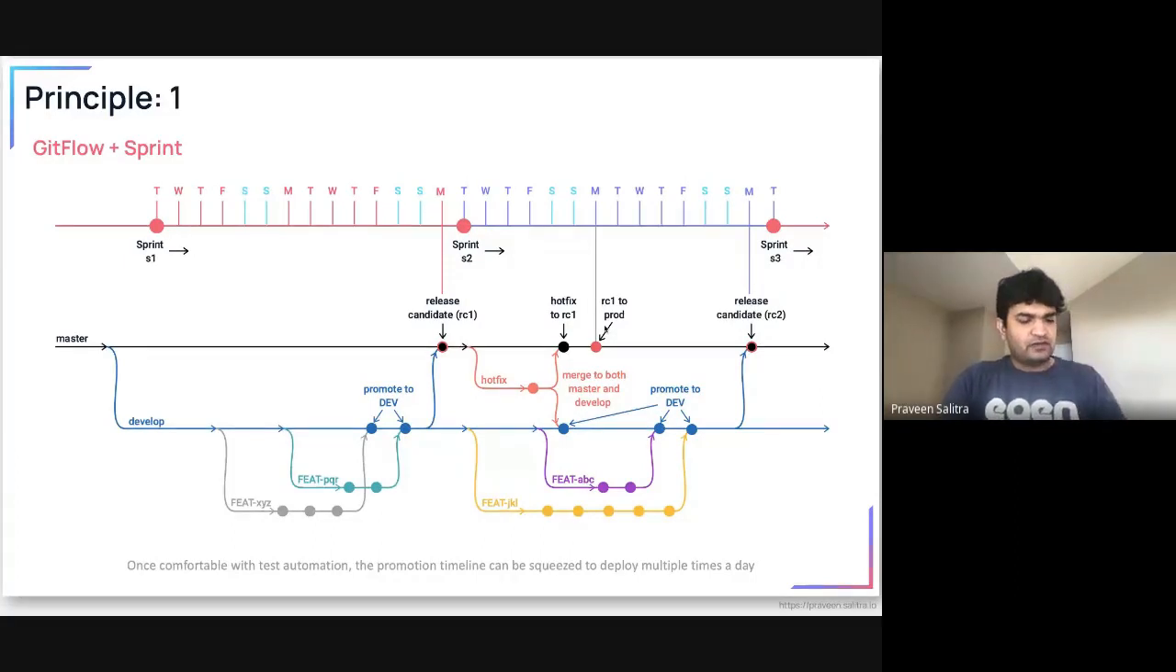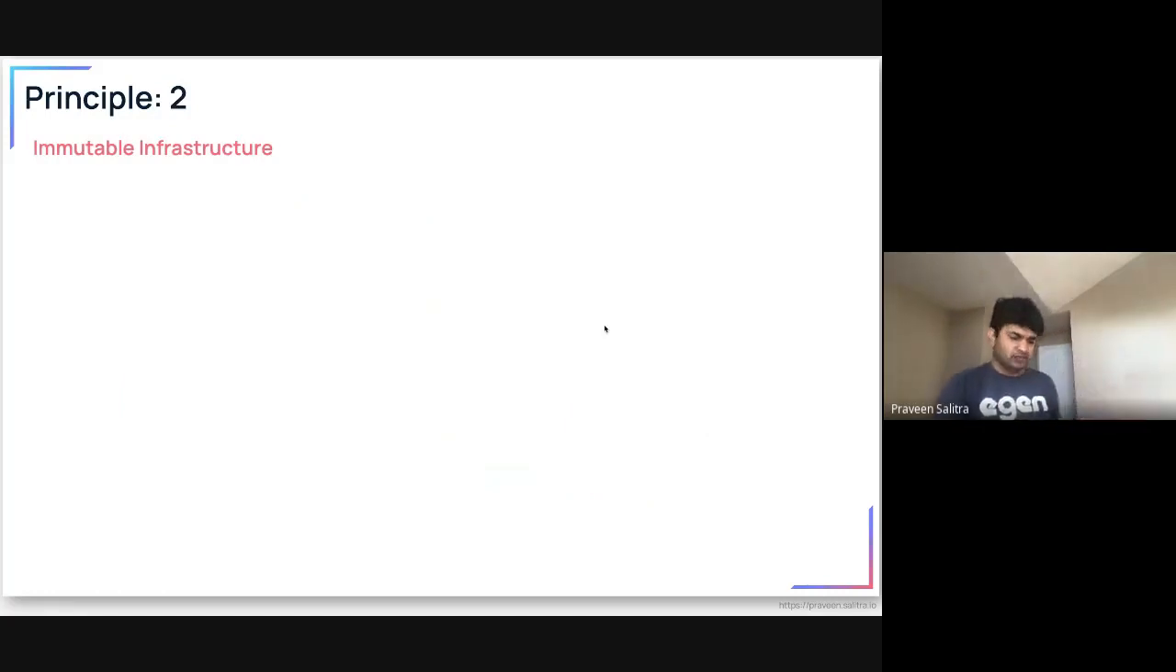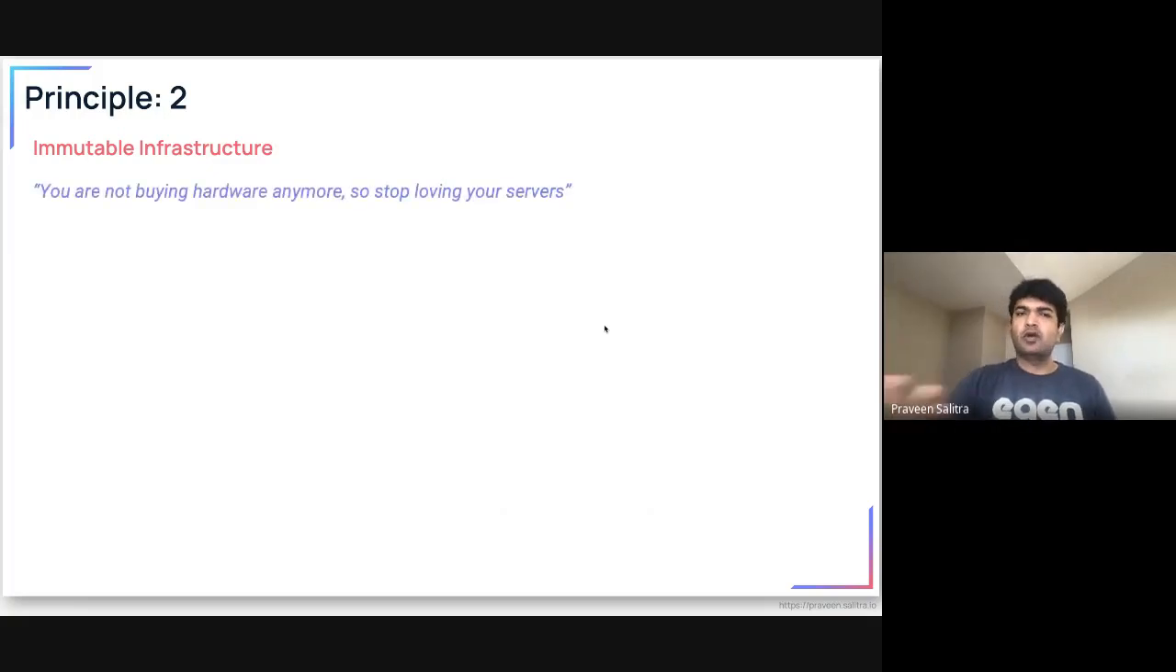So we took a lot of time on first principle because that's one of the important ones. The second one is immutable infrastructure. Now, we are talking about the cloud providers here, and not your on-prem servers, not the hardware that you have bought, right? So stop loving your servers on the cloud providers.